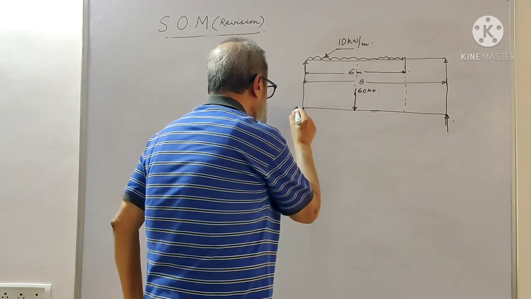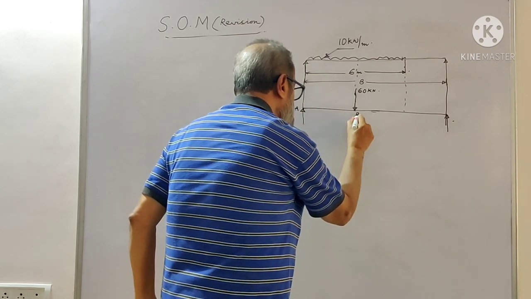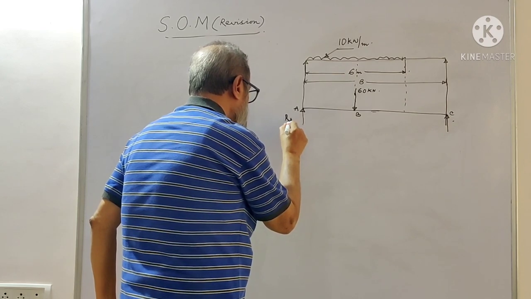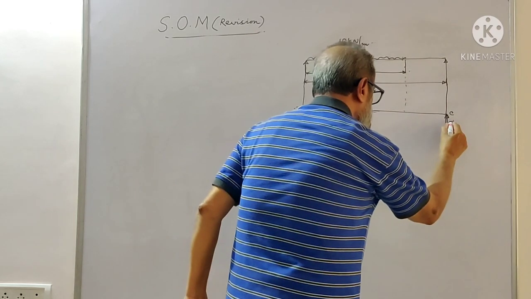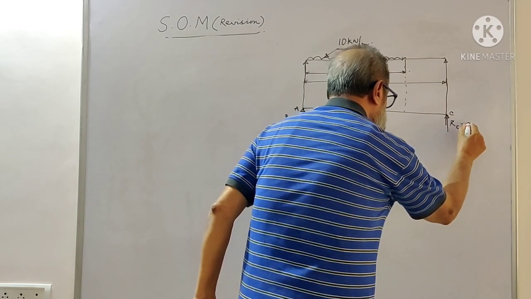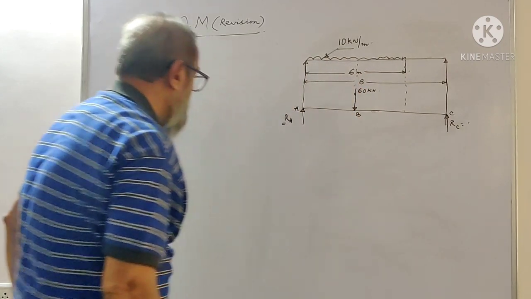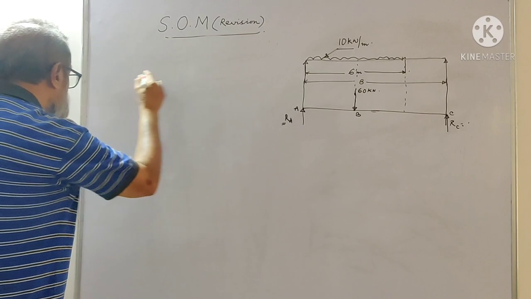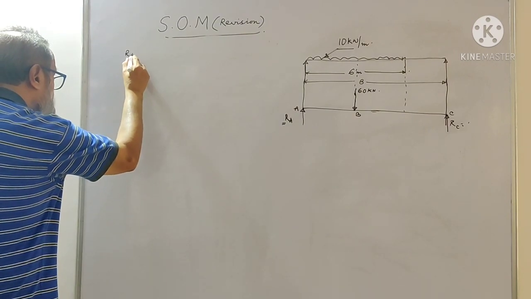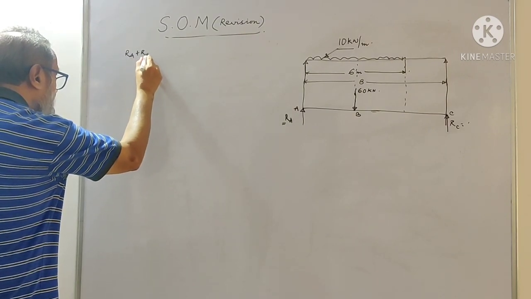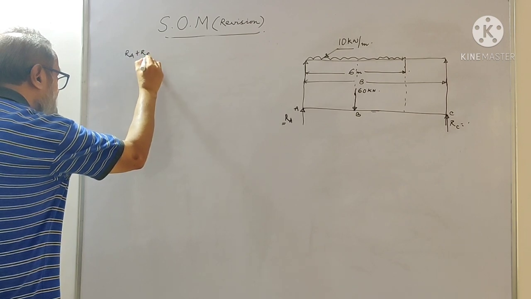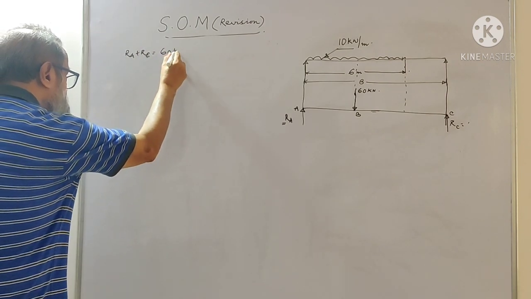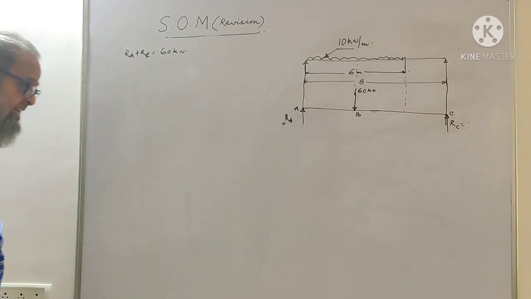Now, I'll call this A, this B, and this C. What is the reaction at A, I have to find out. What is the reaction at C, I have to find out. RA and RC, I have to find out first. So, by equating the upward and downward forces, RA plus RC is equal to 60 kilonewton, as just one load is there. No other load is there. It's very simple.